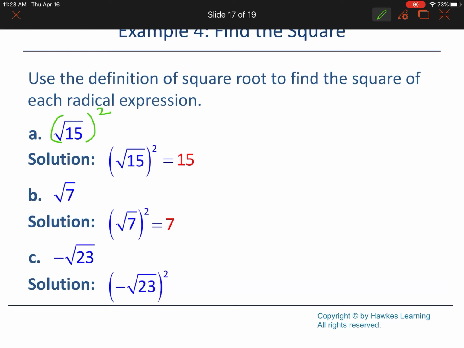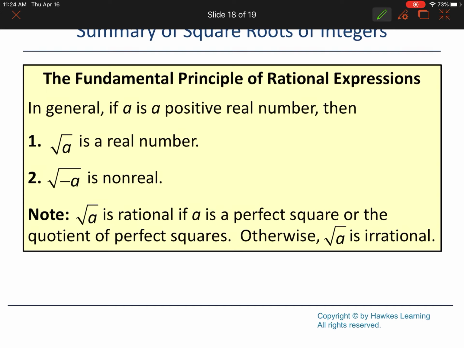So here's just kind of a general summary of what we've talked about. If a is a positive real number, then the square root of a is a real number. But the square root of negative a is not real, okay? It's not that it's irrational, it's not even real. So an irrational number is still a real number.